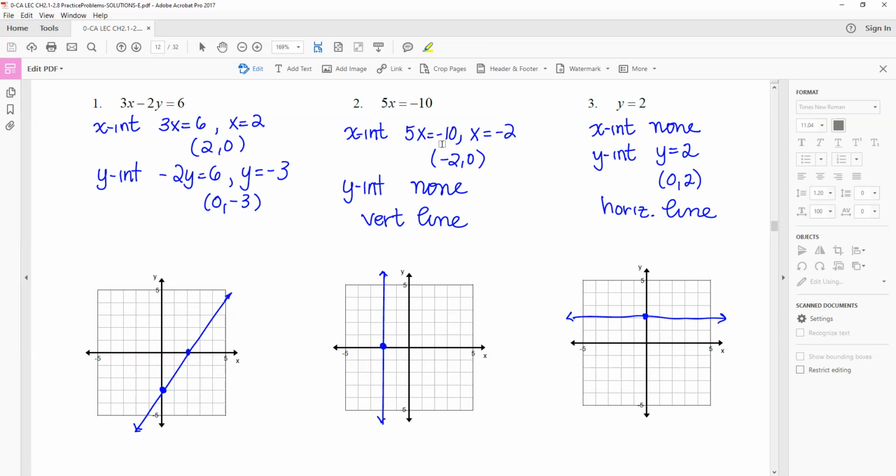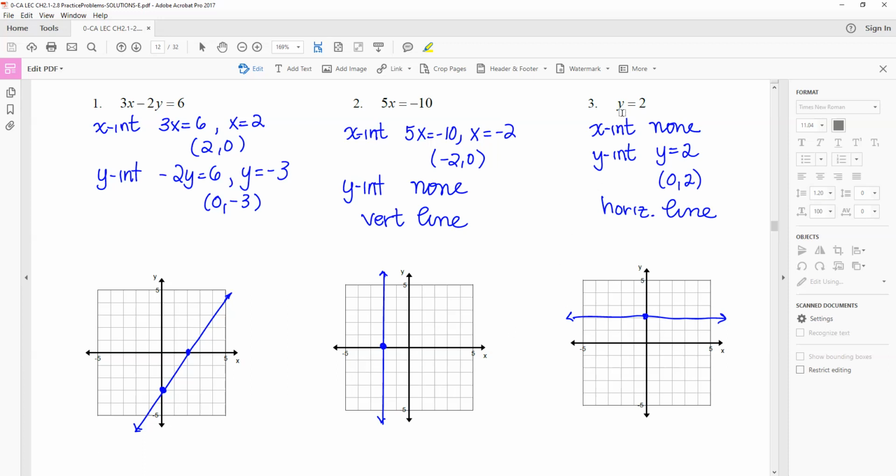We replace y with 0, so we get 5x equals -10. Divide both sides by 5, x equals -2. So the point -2, 0, right here. And in this case, this becomes a vertical line because there is no y component here. So there is no y-intercept because it's not on the y-axis itself.